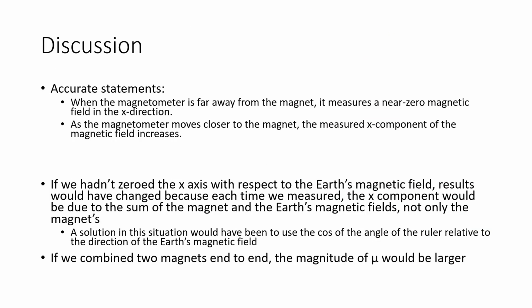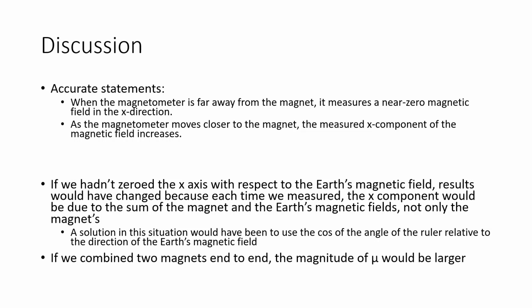So discussion. Some accurate statements are that when the magnetometer is far away from the magnet, it measures a near zero magnetic field in the x direction. And as the magnetometer moves closer to the magnet, the x component of the magnetic field it measures increases. This is because we have that inverse relation to the distance, so that as something gets closer, B gets bigger. If we hadn't zeroed out the x-axis with respect to the Earth's magnetic field, though, results would have changed, because each time we measured, the x component would be due to a sum of the magnet and the Earth's magnetic field, not only the magnet's magnetic field.